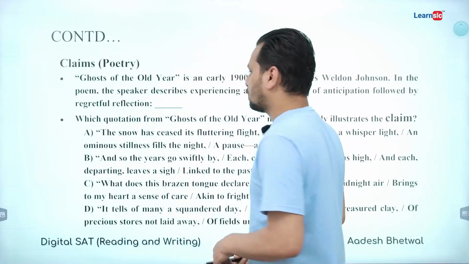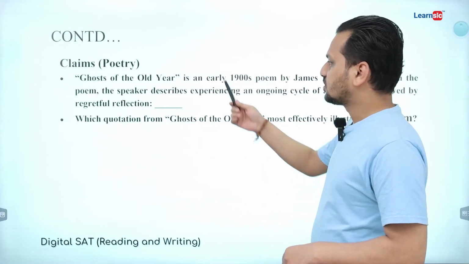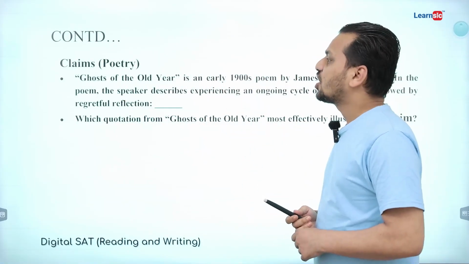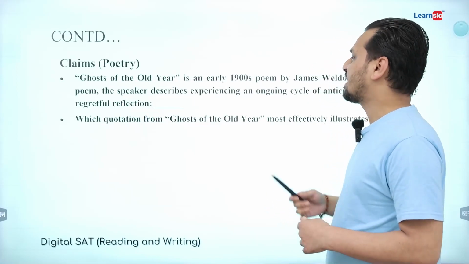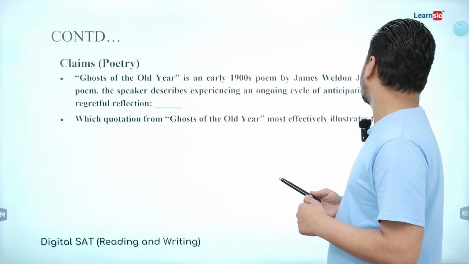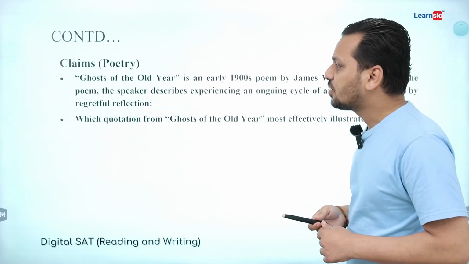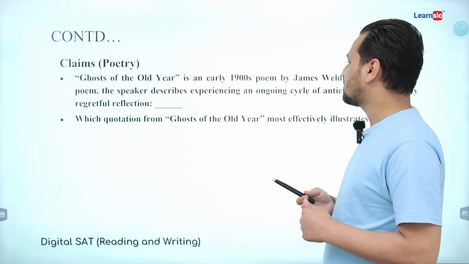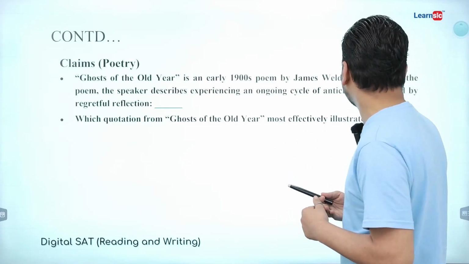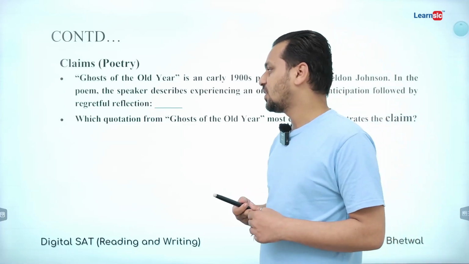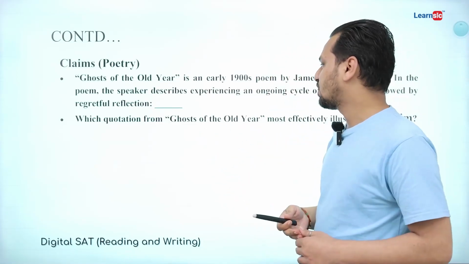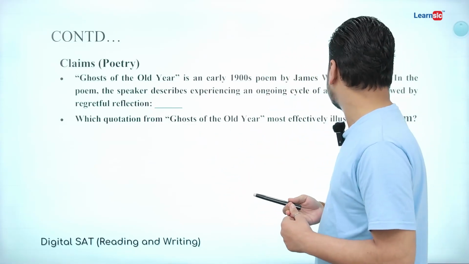All right. So look, you'll be getting text like this. Ghost of the Old Year is an early 1900s poem by James Weldon Johnson. In the poem, the speaker describes experiencing an ongoing cycle of anticipation followed by regretful reflection. Now, which quotation from Ghost of the Old Year most effectively illustrates the claim?